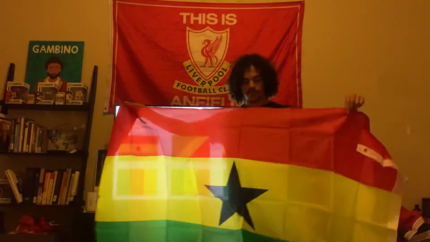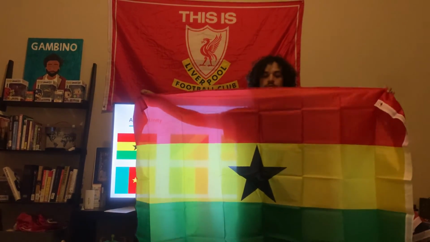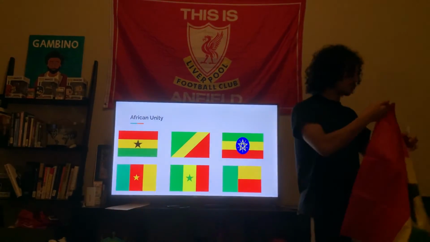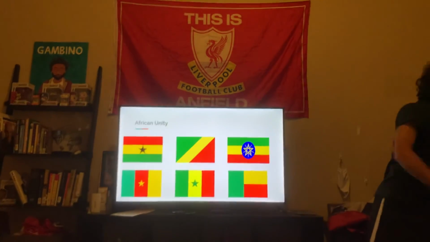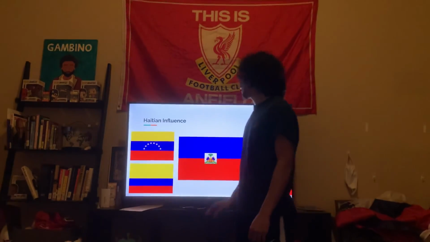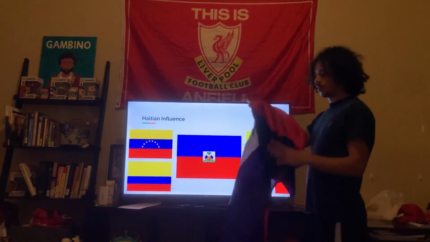So I really like the Ghanaian flag, as you can see. And the black is actually a symbol for breaking free of your colonization in Africa. So the black star, that's a big one. So that's just in Africa alone. Another theme that is seen is the Haitian influence. This is another flag that I am a big fan of, the Haitian flag.